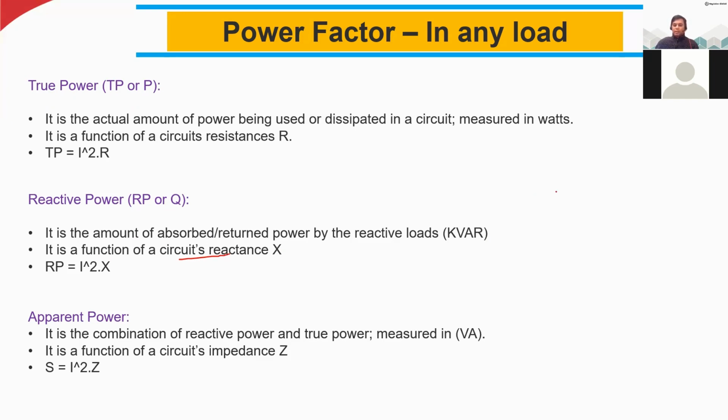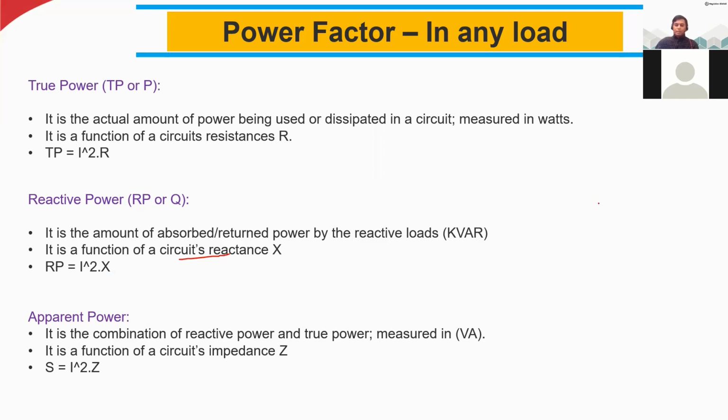So if the circuit has an inductor in the load, then that is inductive reactance. If it has a capacitor, then capacitive reactance. Or if it has both, then we have to consider both inductive reactance and capacitive reactance. This is also RP is equal to I square X. X is the reactance value.